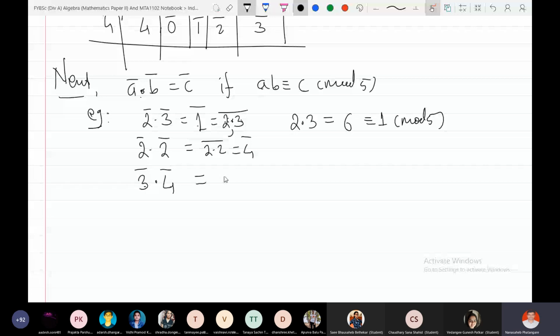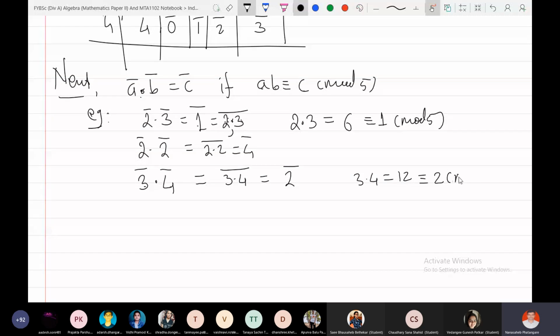Right. And which one is 2 bar? 3 into 4 is 12, and 12 is congruent to 2 modulo 5. So therefore it is 2 bar.